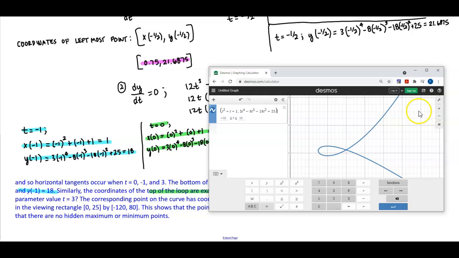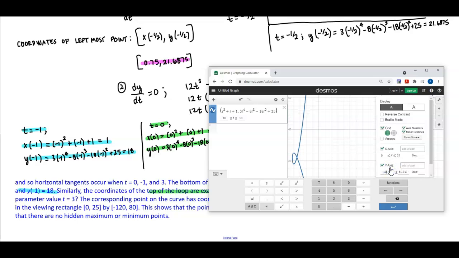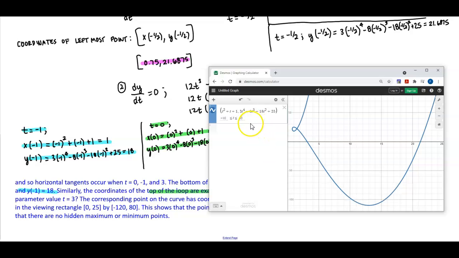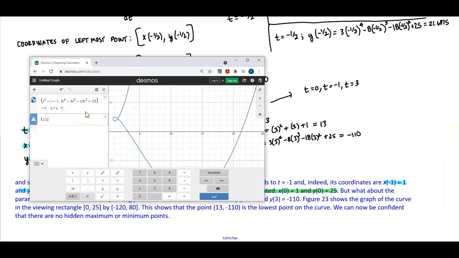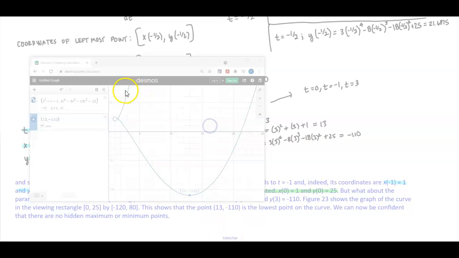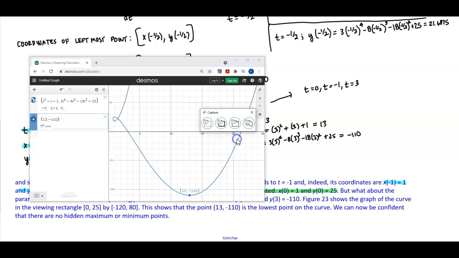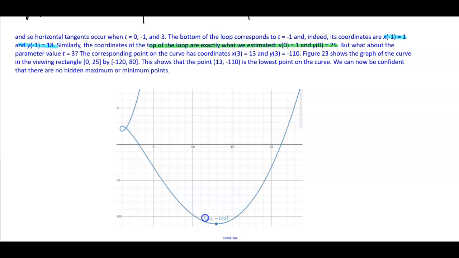So let's go ahead and do that. On our graph, we're going to now go from 0 for the x to 25, and we're going to go from negative 120 to 80. And then let's put in that point. The x coordinate is going to be 13, comma, negative 110. Let's label that so we can see it's down here. So yes, we did not see it in the first part of the graph, but it confirms the fact that this is the lowest point on that graph. And so therefore, we can see that the lowest point here in that viewing rectangle is at 13, negative 110.